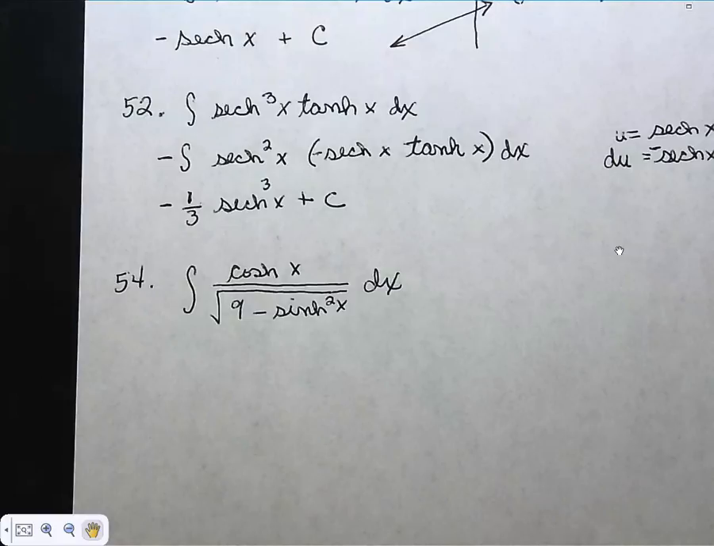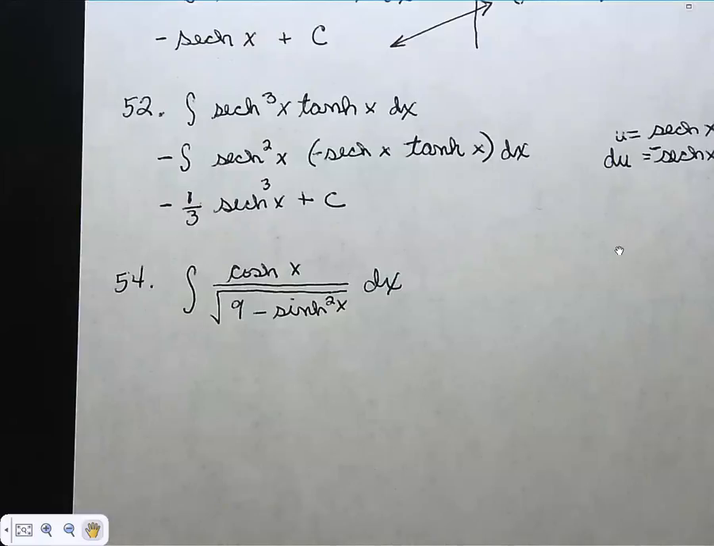I can see real quickly that it wouldn't do any good to let u be the whole 9 minus sinh squared, because then I'd have to have a sinh cosh in the numerator, and there's no way of getting another sinh in there. So I've kind of ruled that out. But do you recognize that as anything familiar? Good chance it's arc sine.